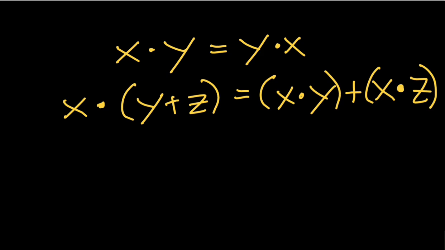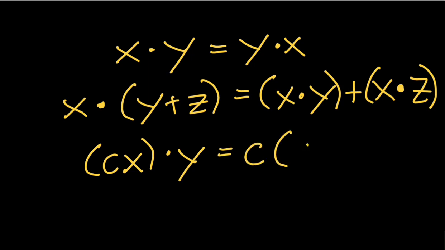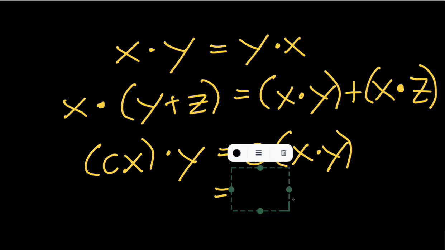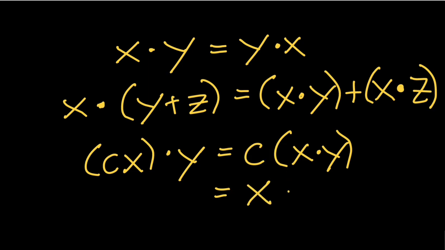And also, a scalar times a vector in a dot product is the same as the scalar multiplied by the dot product, or the other combination, as this one. So let's say we have a scalar c, then c times x dot y is just equal to that scalar times the dot product of x and y, and this is just equal to x dot the scalar and vector y. Okay, let me write that again. x dot c times vector y.